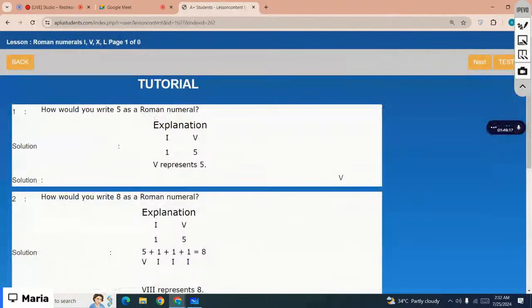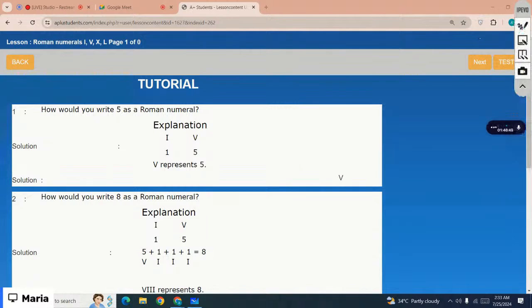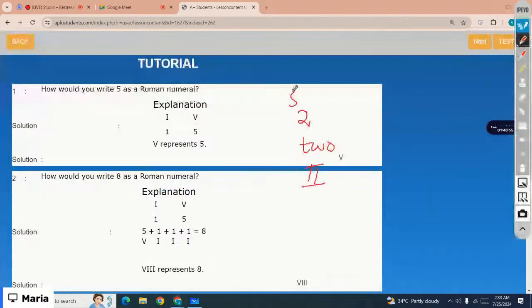So Roman numerals is another way to represent numbers. In digit form like this, in words like this, and in Roman numeral form you can write like this, right? Numerals are another way to write numbers. So let's start with the first example. How do you write 5 as a Roman numeral? So 5 you can write as V, right? You can represent 5 as V.